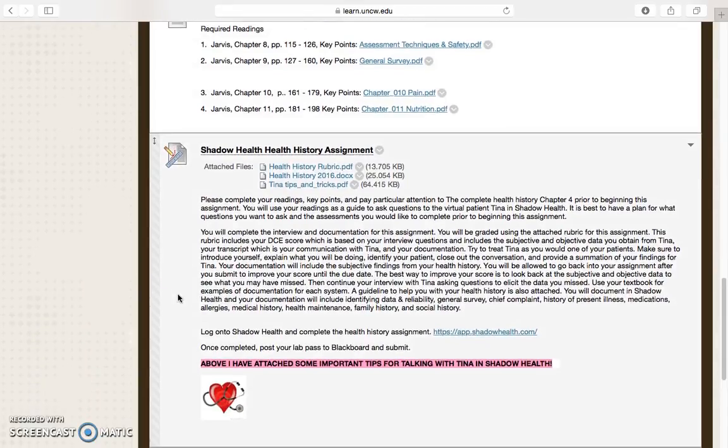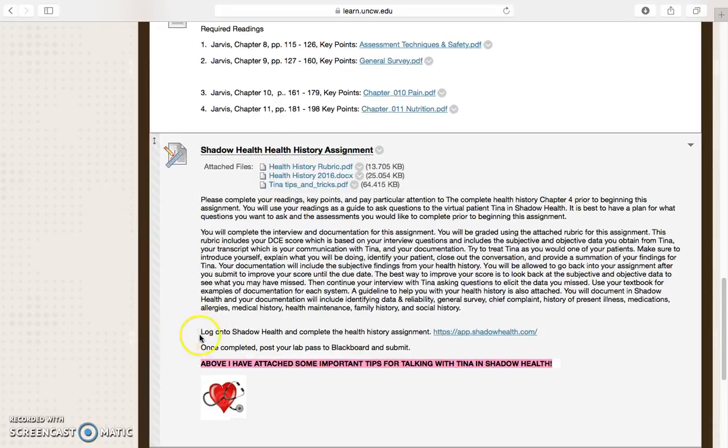Your Shadow Health History assignment, again, we have the information here for you with regard to the Health History rubric, which you can also reach by going up to the Rubrics tab. We have the Health History information, and then also the same tips for talking to Tina that I discussed last week. So you really want to make sure that you're focusing on those tips in using context and being very direct, and then also being very specific.